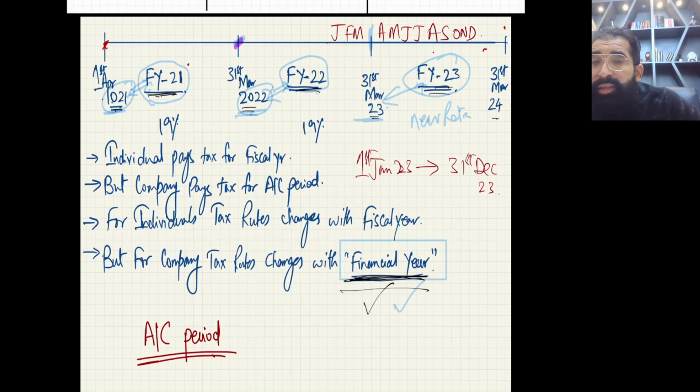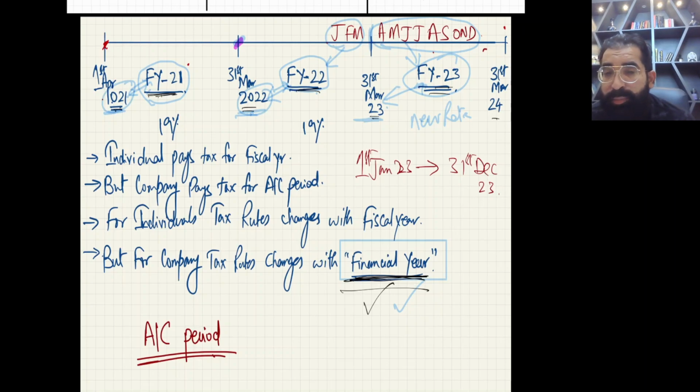Now first time this accounting period is lying in 2 financial years. These 3 months, January, Feb lies in financial year 22 and these 9 months lies in financial year 23. Now for financial year 2022, the flat tax rate was 19%, but for financial year 23 the rates are different. Whole story is different. So now you need to apportion the profits and then you need to apply the tax rates. This is the story.